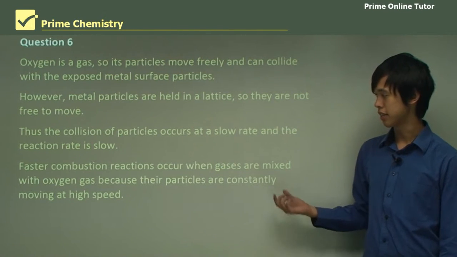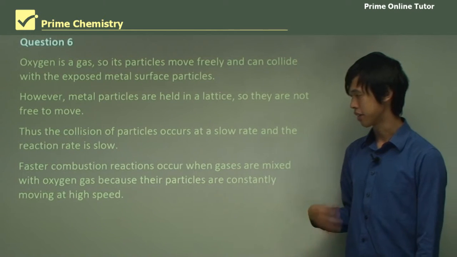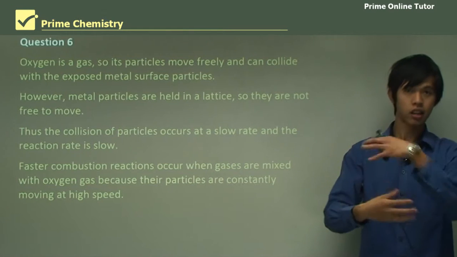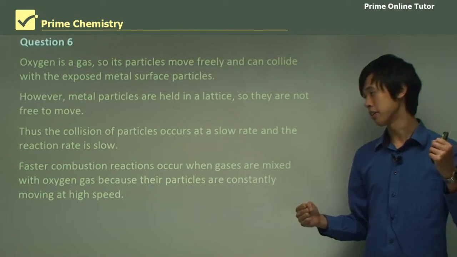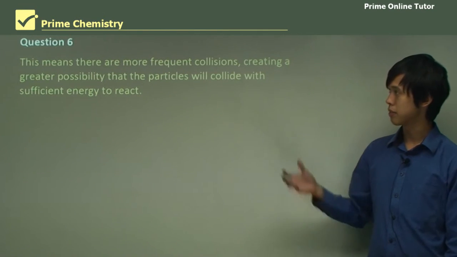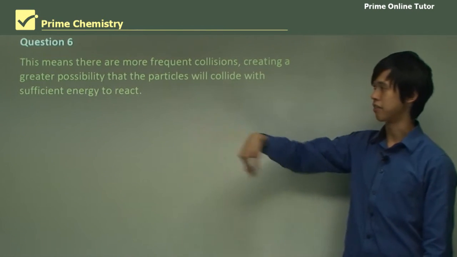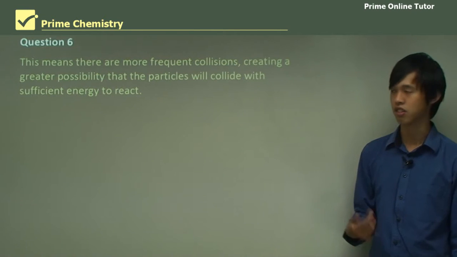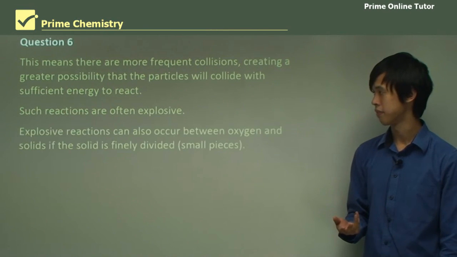Now, faster combustion reactions occur when gases are mixed with oxygen gas, because their particles are constantly moving at high speed. Okay? So they're mixed together, allowing lots of different particles to collide, but also they're moving at high speed because they're gases. This means that there are more frequent collisions, creating greater possibilities that the particles collide with sufficient energy to react.